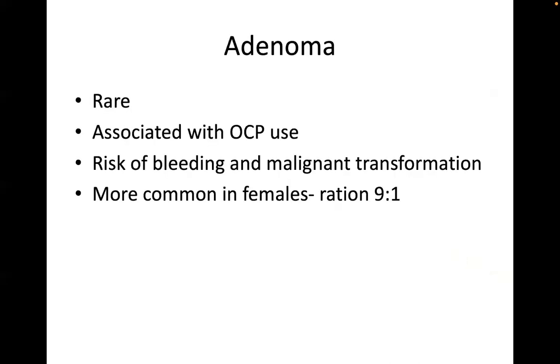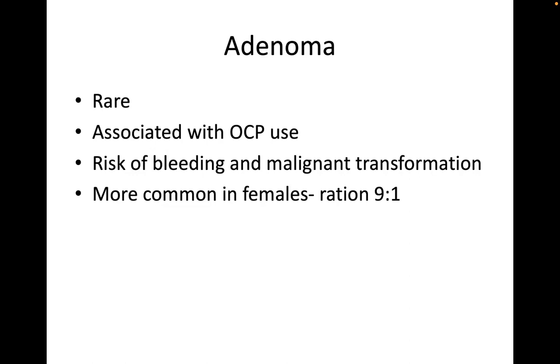And then we move on to the next one, which is adenoma. Adenomas are very rare, and they are usually associated with oral contraceptive pill use. So that's why, as part of history taking, we have to make sure that we tease that one out. And there is a risk of bleeding and also malignant transformation.